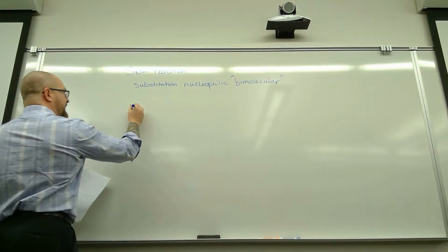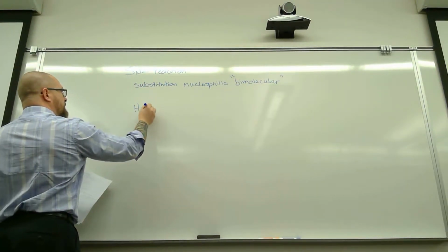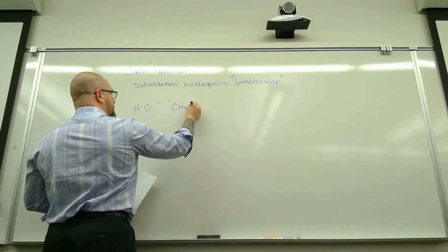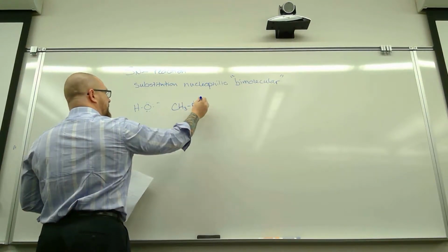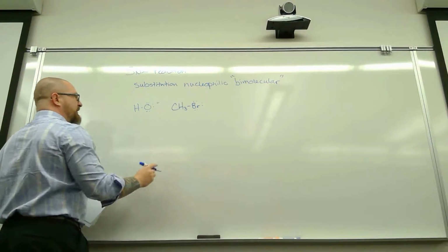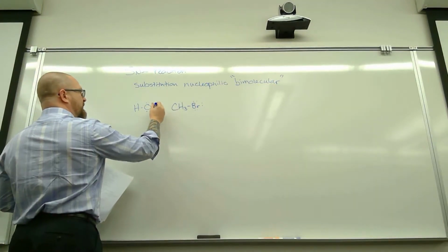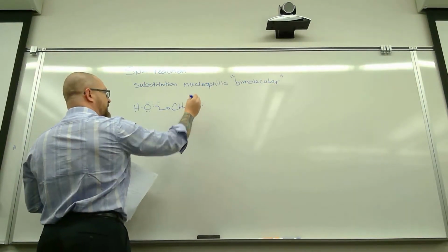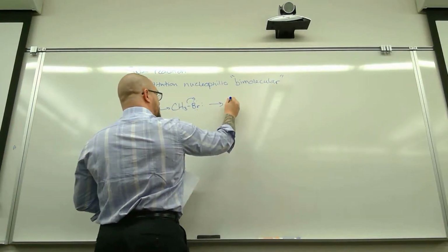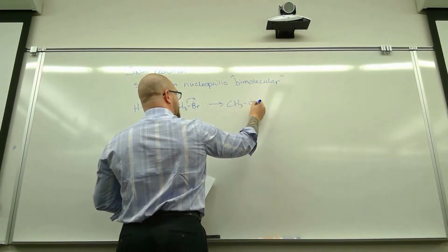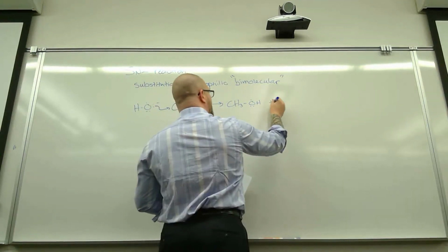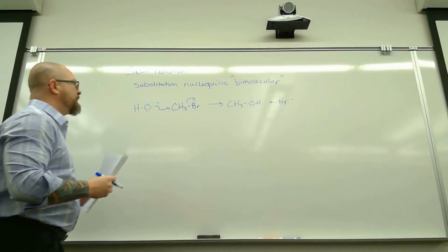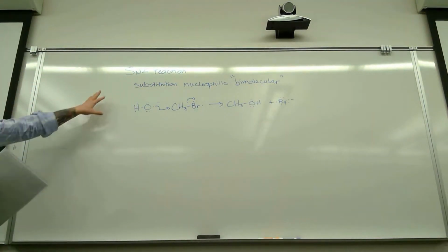Okay, so for that exact reaction, we've got our hydroxide and our methyl bromide, and what's going to happen is this is going to be our nucleophile. It's going to attack the methyl. This is going to push this bromine off, giving us our methanol and our bromide.